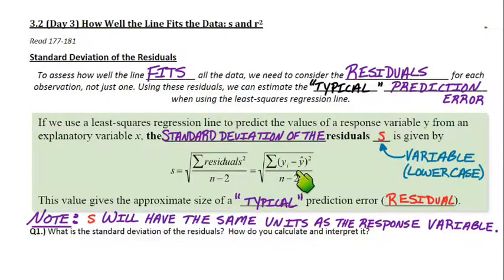Okay, so if you look at this formula again, I won't make you memorize it or actually do this by hand, but this actually looks really similar to standard deviation from chapter 1. The only difference is this one's divided by n minus 2, and when they calculate this difference up here, they take each y value and subtract the prediction. That's just how you get a residual, actual minus predicted.